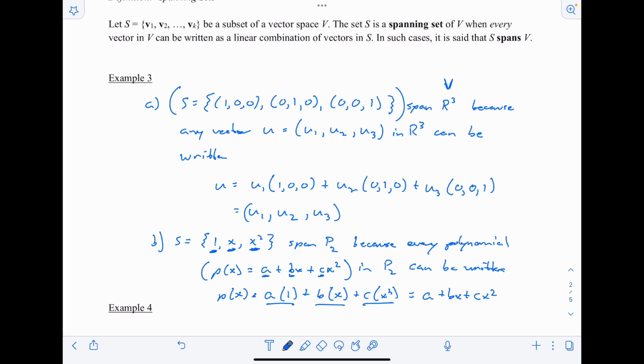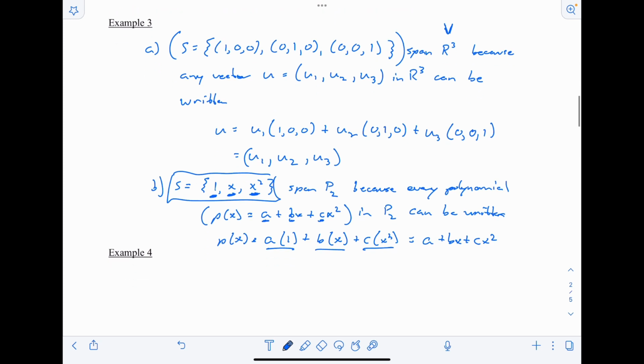So again, this subset S multiplied by any scalar or any set of scalars is going to give me a second degree polynomial or less. It's going to give me something in P2, and in fact, it gives me every possible function in P2. So that would also then be a spanning set of V, or S spans V.